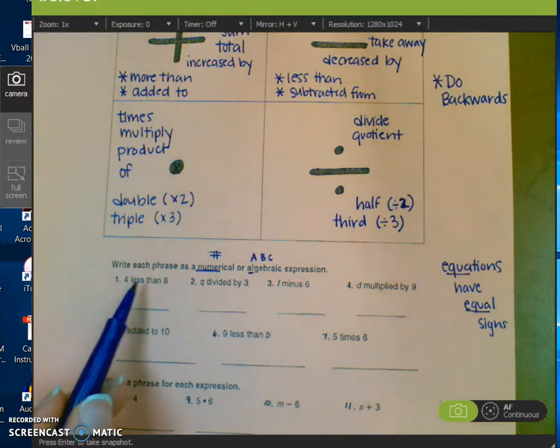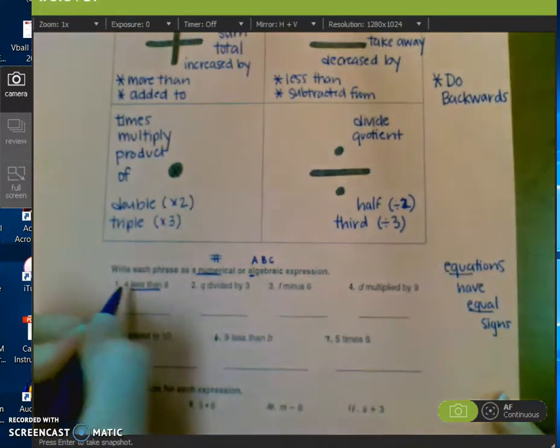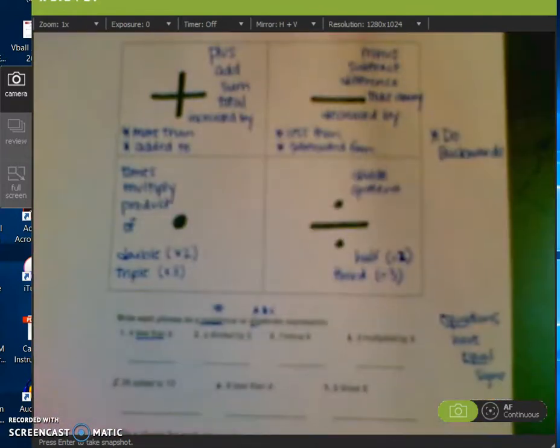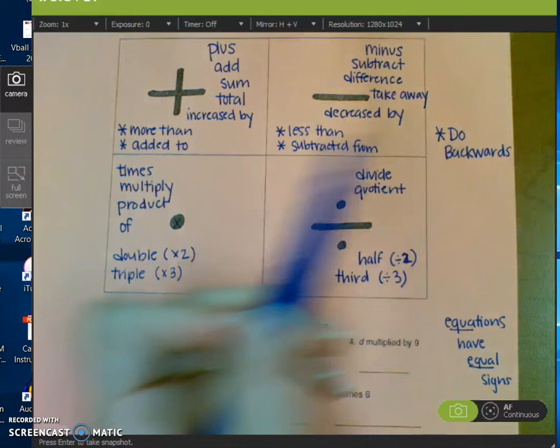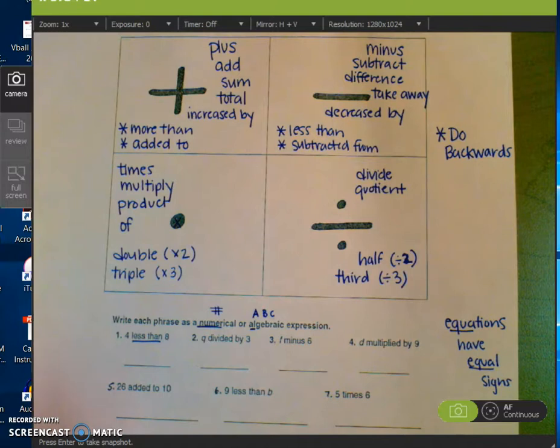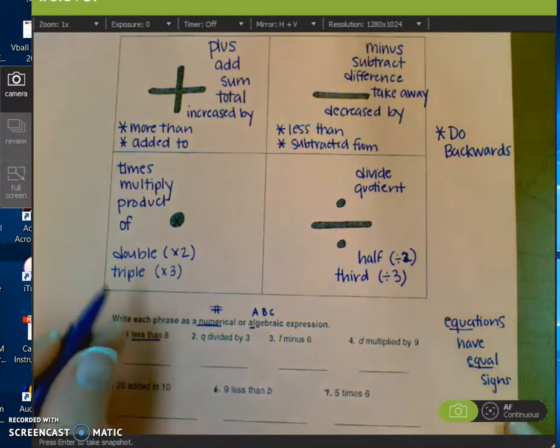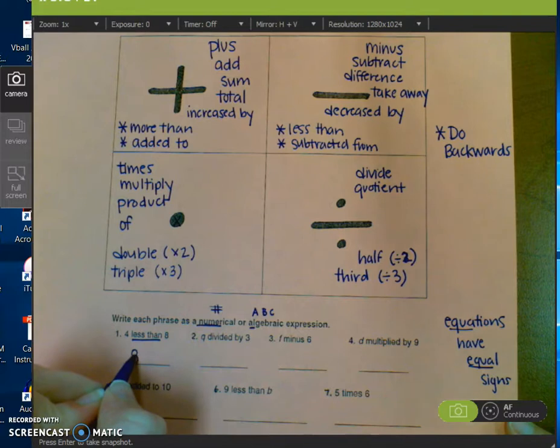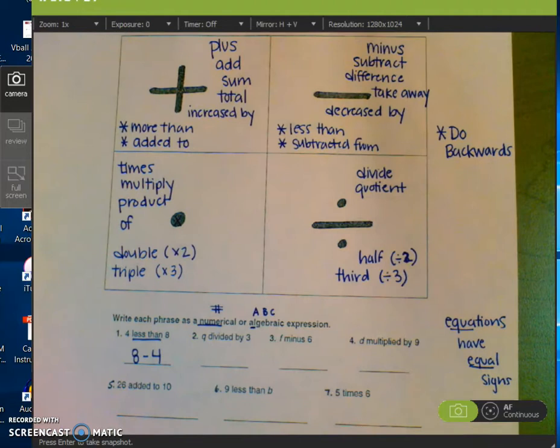So number one, we've got 4 less than 8. If you remember, less than is one of the words we starred up here, and we said we have to do it backwards. So we know that 4 less than 8 means we start with 8 and we're taking 4 away from that. If we're going to write that as a numerical phrase, because we've got 2 numbers, we're going to write this as 8 minus 4. That makes more sense than 4 minus 8, because you don't need to know how to do 4 minus 8. It makes more sense to do 8 minus 4 because we know there is an answer to that.